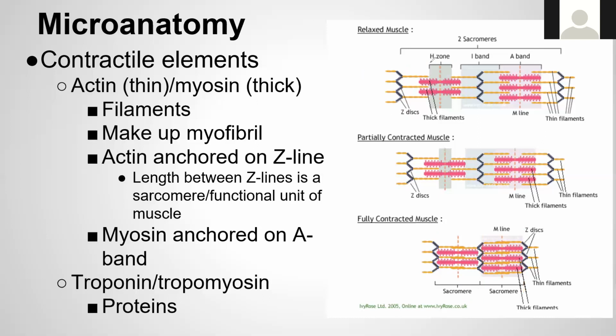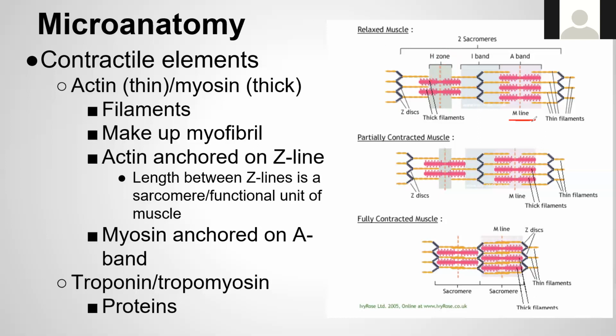Now our H zone here, this is just where the A bands are present, so where your myosin is present, but no actin is available. So your H zone is just where the myosin is and the actin isn't.